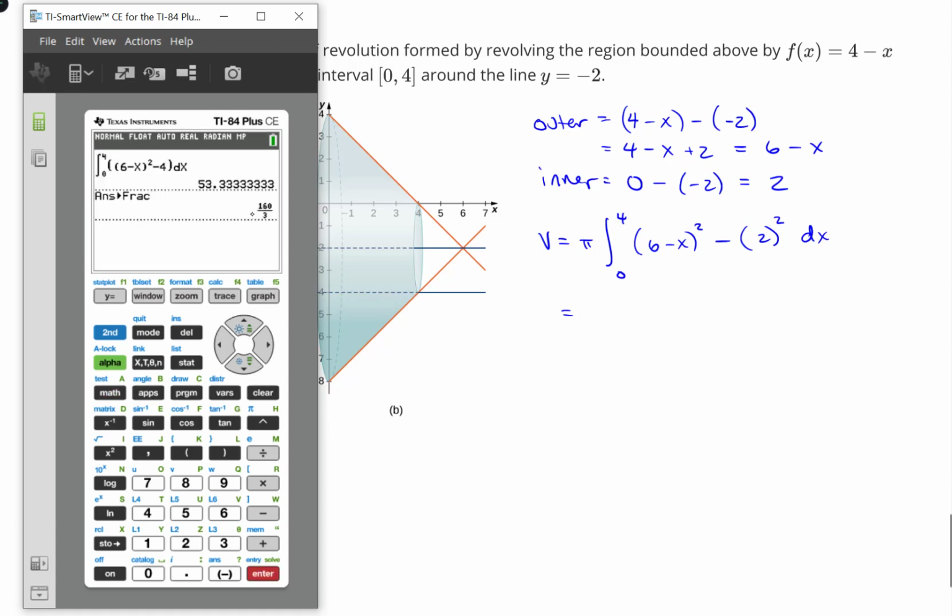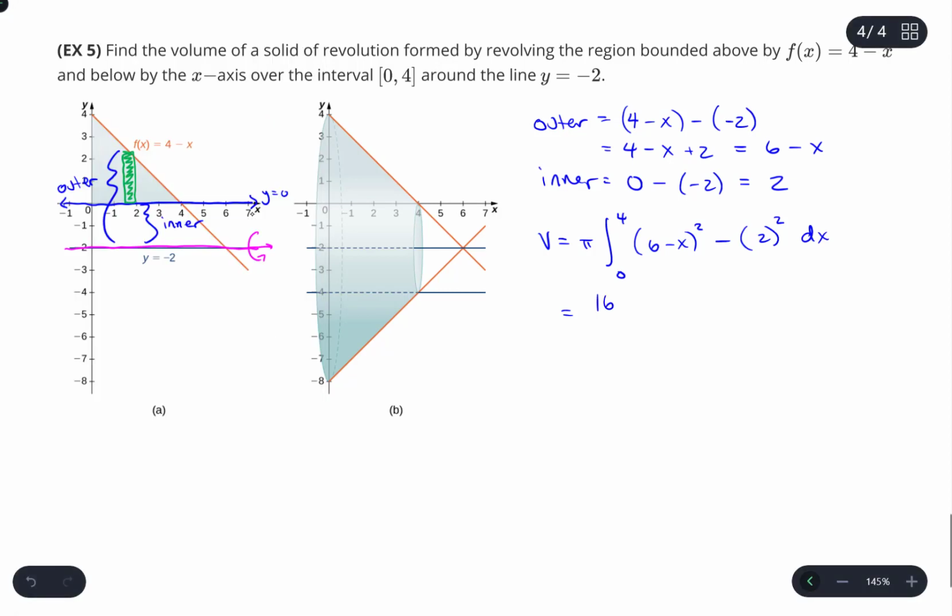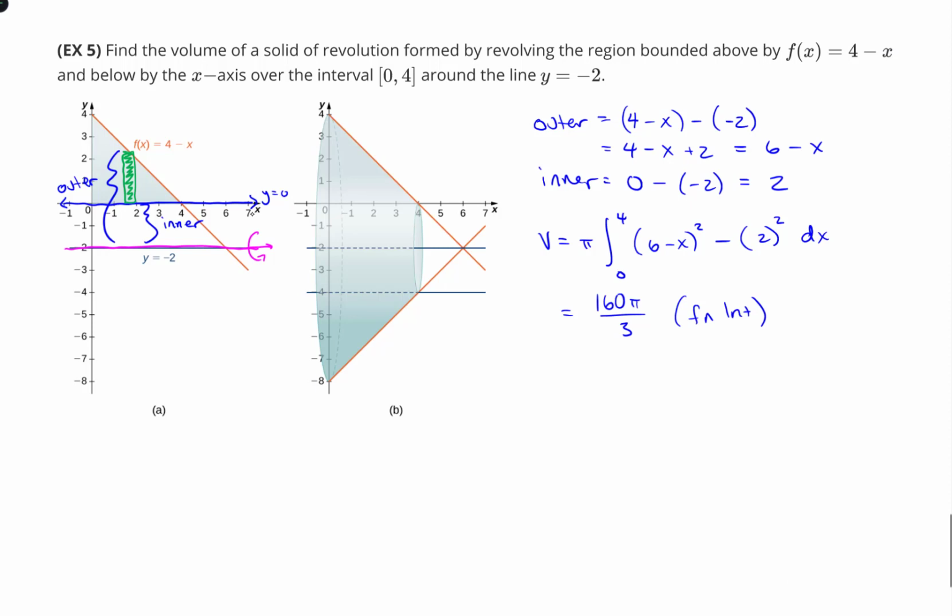So it looks like 160 pi, so we still have this multiplier of pi here, over 3. And I should always indicate that that came from fnInt. So there's the value of that.